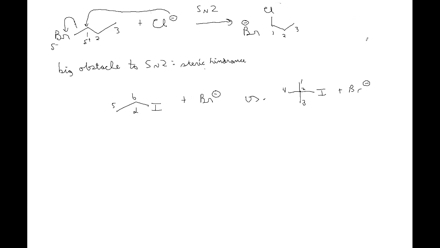Have you heard the terms primary, secondary, and tertiary? Yes. So is the alpha carbon here primary, secondary, or tertiary? Primary, because it's connected to one carbon chain. And is the alpha carbon here primary, secondary, or tertiary? Tertiary, because it's connected to three carbon chains. So in general, which is best for SN2? Primary, secondary, or tertiary? Primary. That's right. So we could make a list.